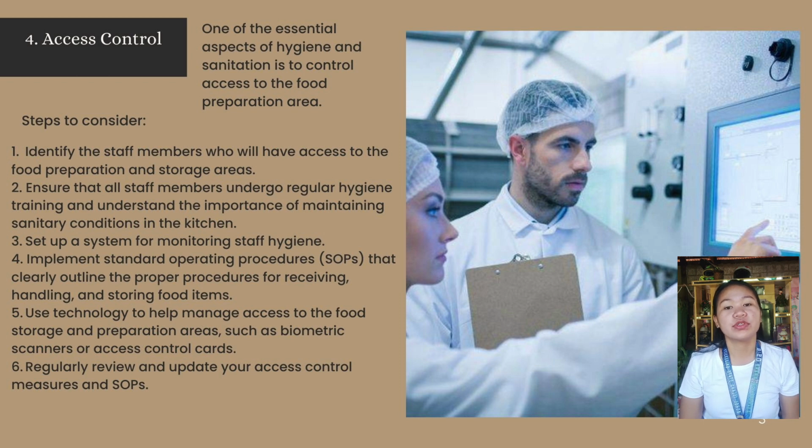wearing proper protective clothing. The fourth step is to implement standard operating procedures, or SOPs, that clearly outline the proper procedures for receiving, handling, and storing food items. The fifth step is to use technology to help manage access to the food storage and preparation areas, such as biometric scanners or access control cards. The sixth step is to regularly review and update your access control measures and SOPs.